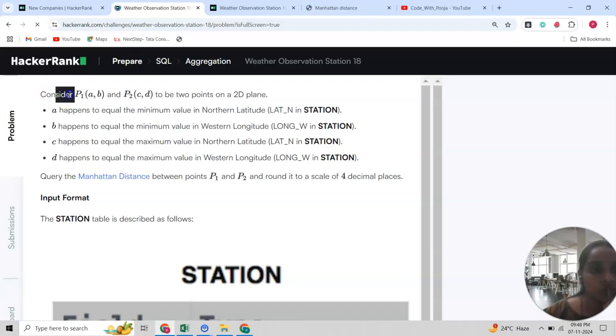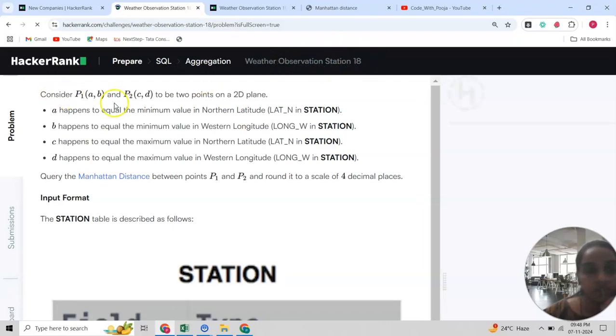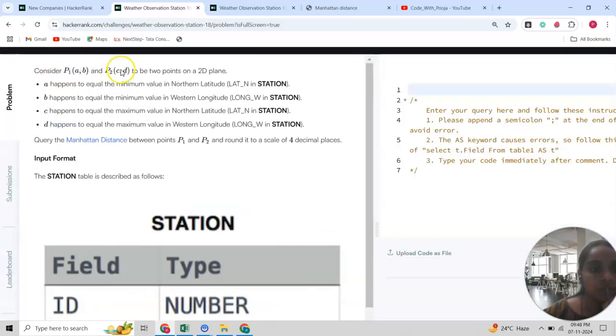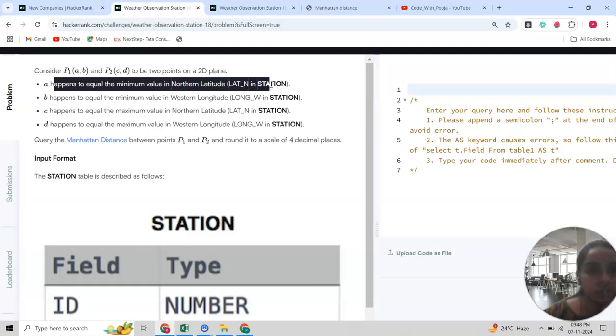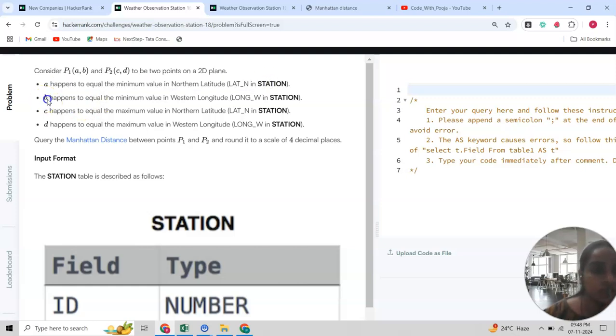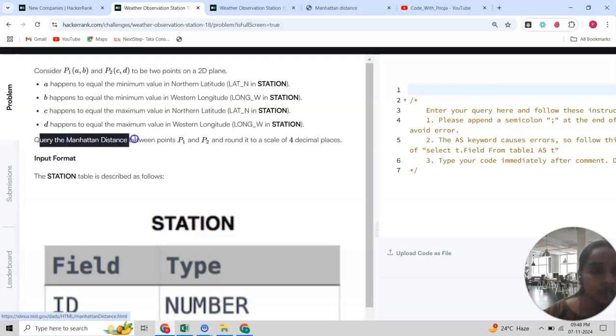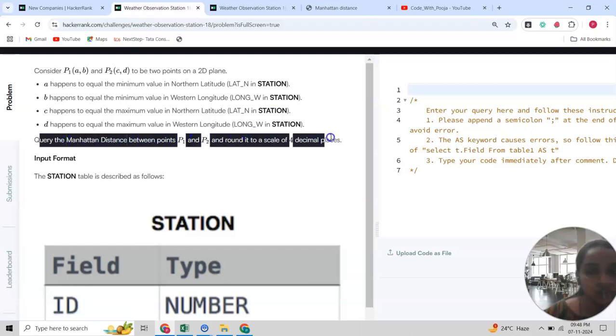What is it? It's Weather Observation Stations 18. Consider P1 (a, b) and P2 (c, d), two points on a 2D plane. Here a is the minimum northern latitude, b is the minimum western longitude, c is the maximum northern latitude, and d is the maximum longitude station. Query the Manhattan distance between P1 and P2 and round it to a scale of 4 decimals.